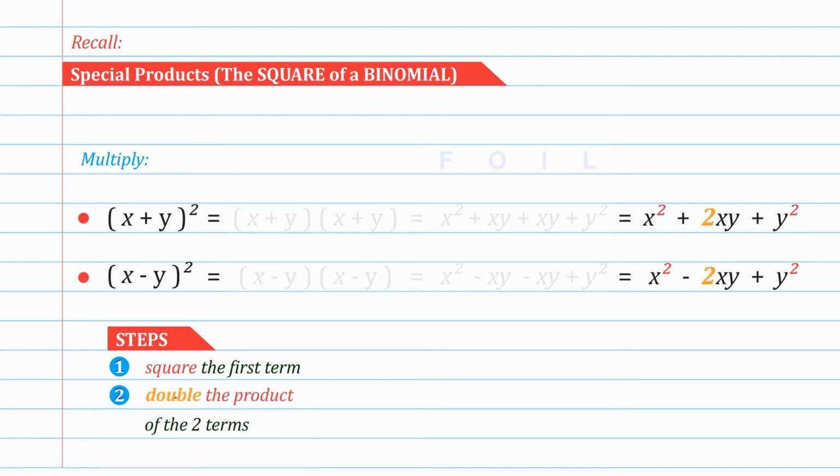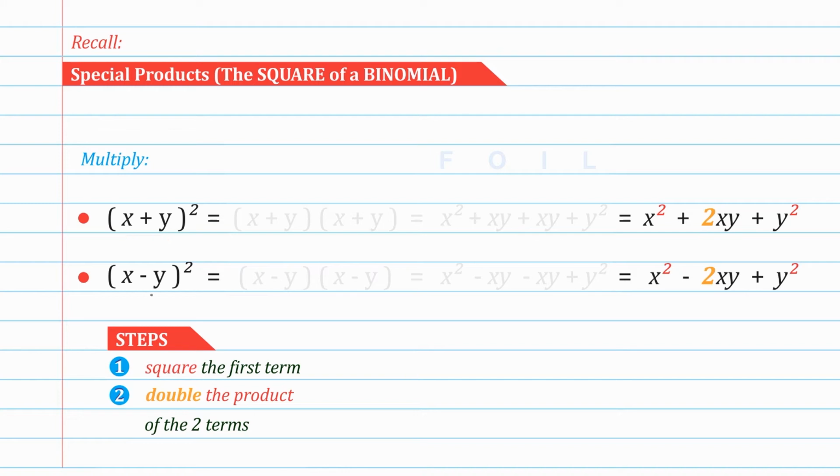Second step, double the product of the two terms. Meaning, the product of these two terms, x and y, double it. So try natin, x times y is xy. Double. So it's 2xy. Dapat lang kasi pareho ang ating outer and inner. So adding them is the same thing as doubling.